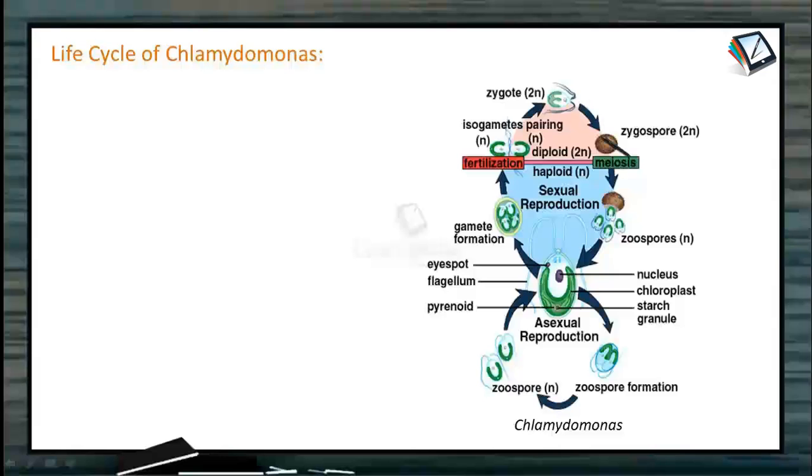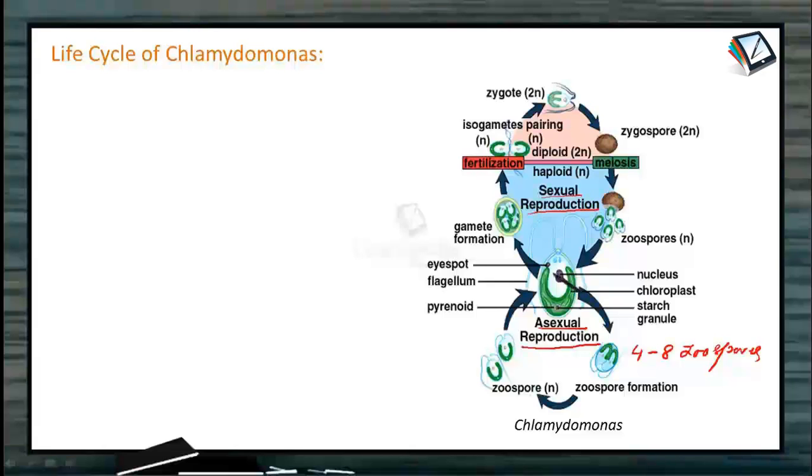Life cycle of Chlamydomonas. Now let me explain here the life cycle of Chlamydomonas. This Chlamydomonas has asexual reproduction. In this asexual reproduction, it produces zoospores. The protoplasm divides to produce 4 to 8 zoospores. And these zoospores are haploid. The Chlamydomonas plant itself is haploid, and each zoospore grows in size and becomes a Chlamydomonas plant. This is asexual reproduction.